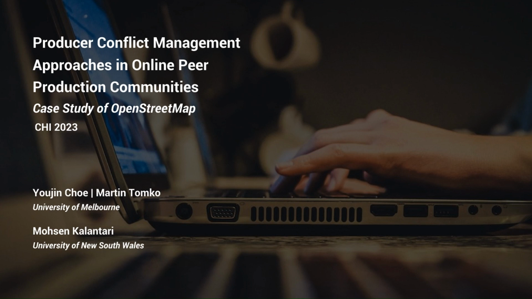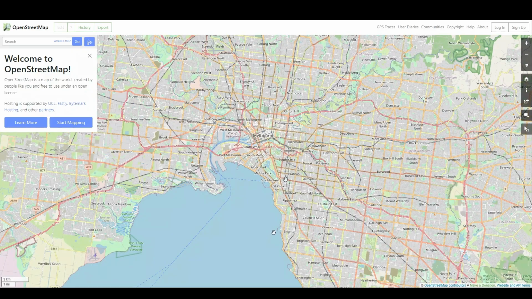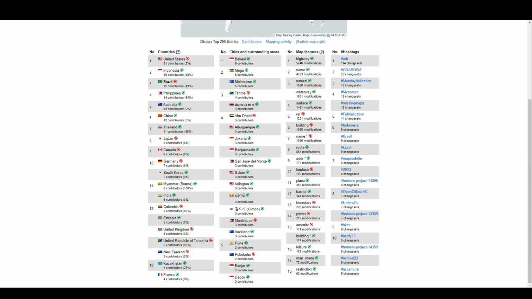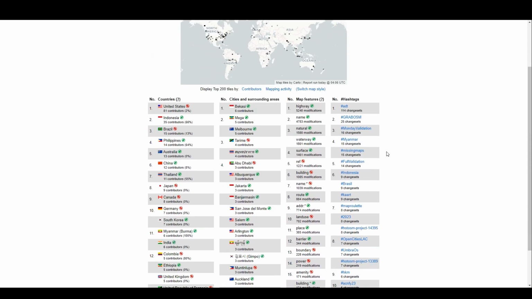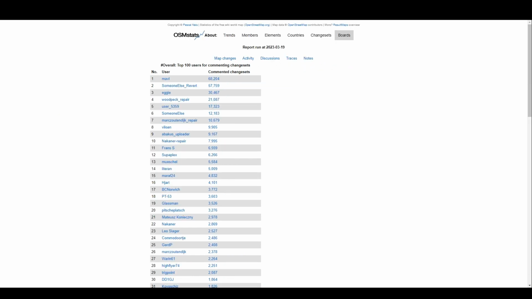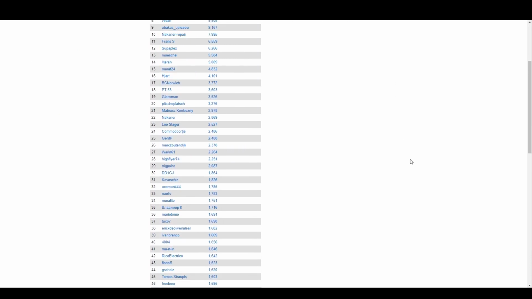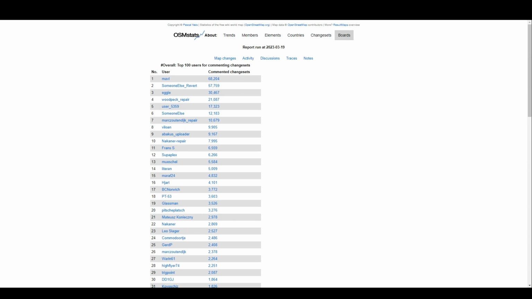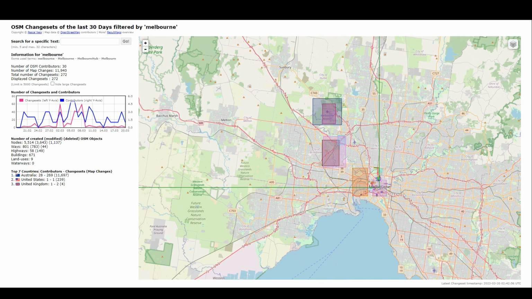In this paper, we assess the effectiveness of different conflict management behaviors in online peer production communities using online producer discussion threads in OpenStreetMap as a case study. OpenStreetMap is one of the biggest open geospatial databases and communities for all types of users. It has 8.3 million registered users as of January 2022 and 4 million map changes per day.